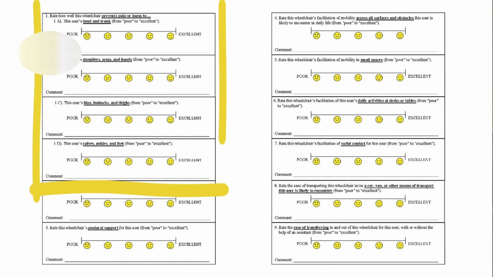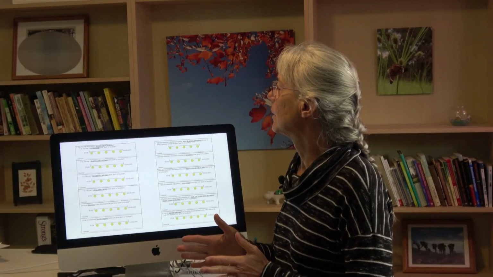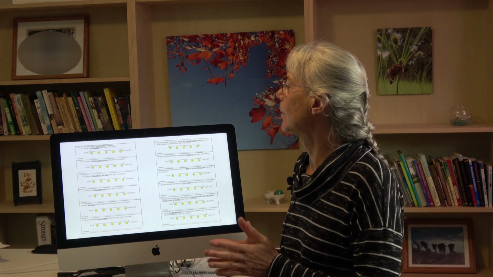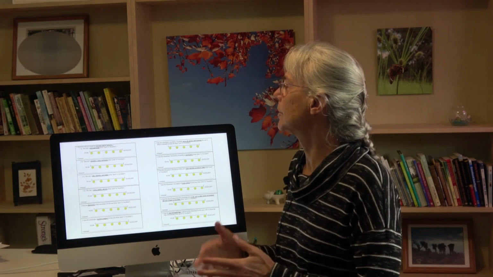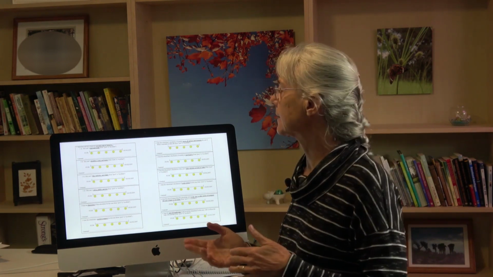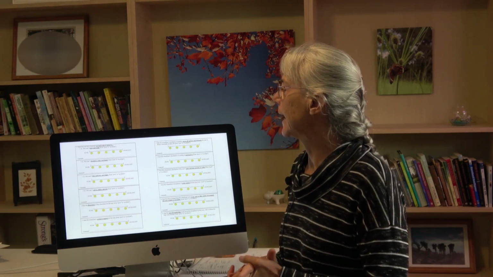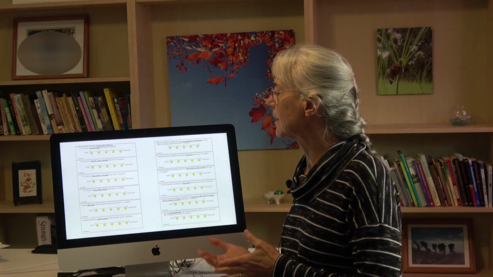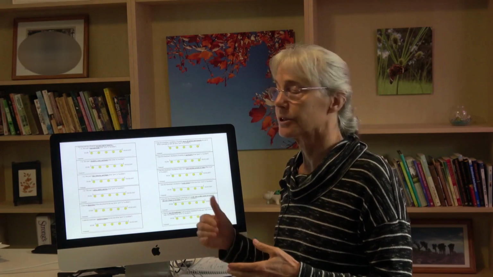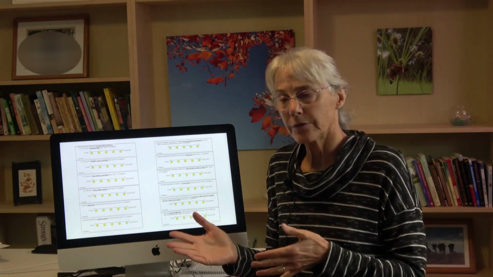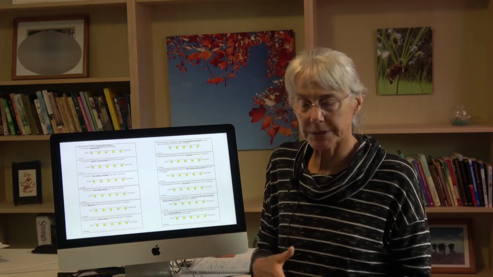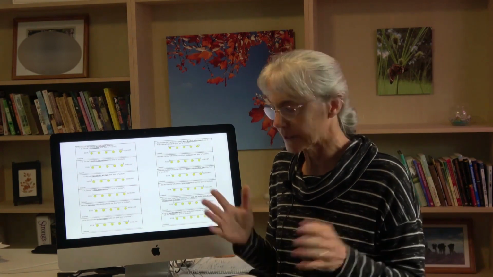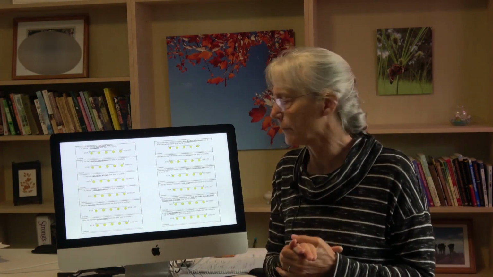The first questions are about pain and harm, centered on the person's body. We wanted it to be answerable for almost every wheelchair user. So the first one is: rate how well this wheelchair prevents pain or harm to the user's head and trunk, from poor to excellent, to the user's shoulder, arms, and hands, to the user's hip, buttocks, and thigh, and the user's calves, ankles, and feet. So you can answer if they're missing bits they should have, or if bits are not appropriate, or fit is not appropriate for the different parts of their body.